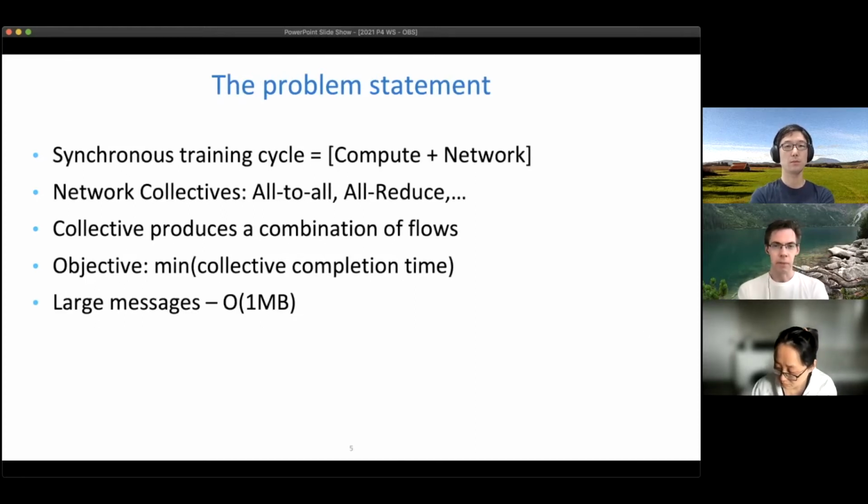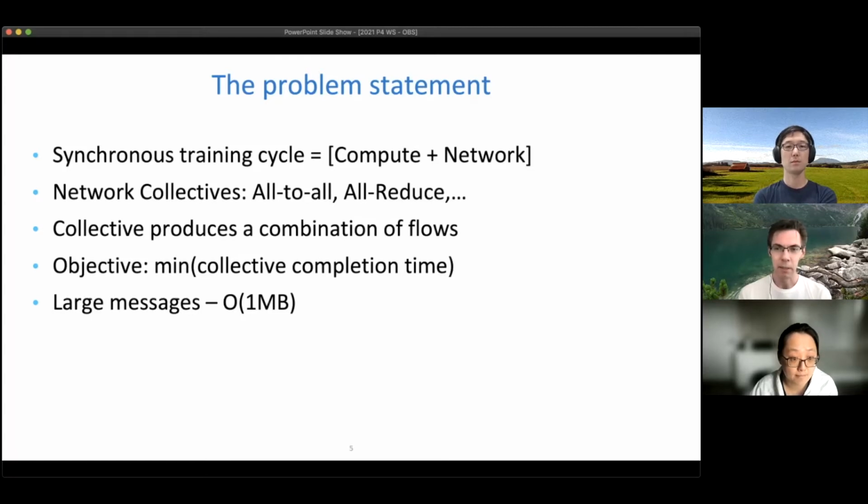And now to a problem statement. As you can imagine, in synchronous parallel training, you have a computational phase and an I/O phase. In our case, they interleave. So it's compute phase, I/O, compute, I/O. And that cycle is over. During this training cycle, the trainers issue different kinds of collectives. That could be all-to-all or all-reduce, being the most common.